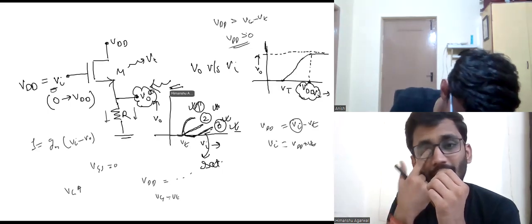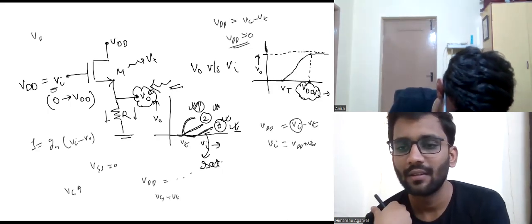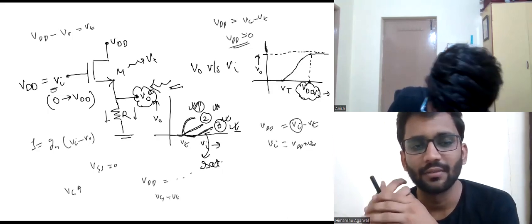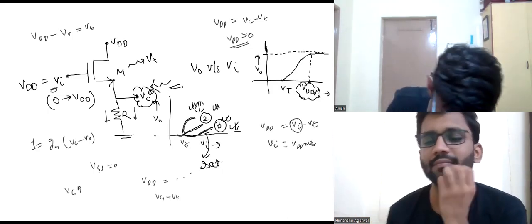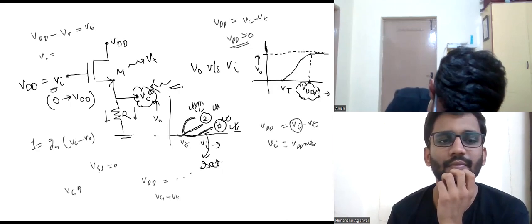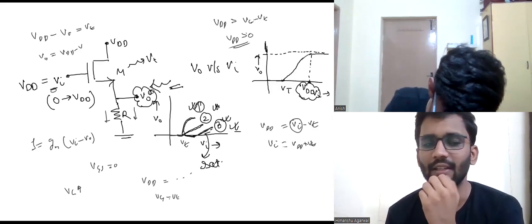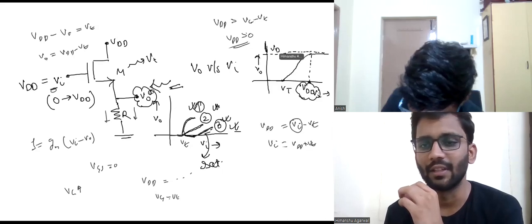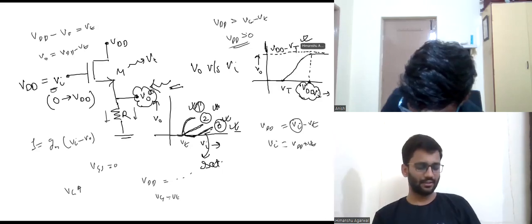So if it's at maximum value, it has to turn on, right? So VDD minus V naught should be equal to VT, because it has to be more than the threshold voltage. So V naught should be equal to VDD minus VT. Maximum VT. Yes, it should be VDD minus VT. That's correct.